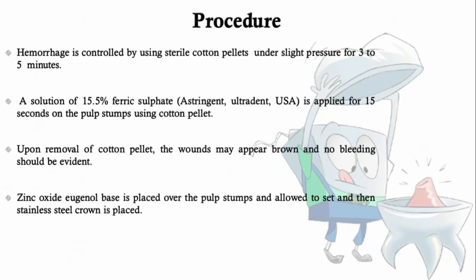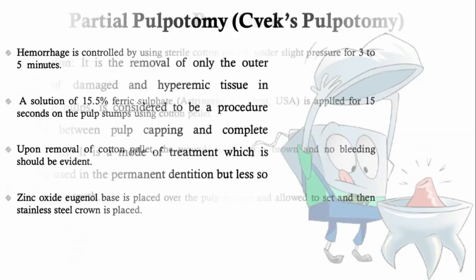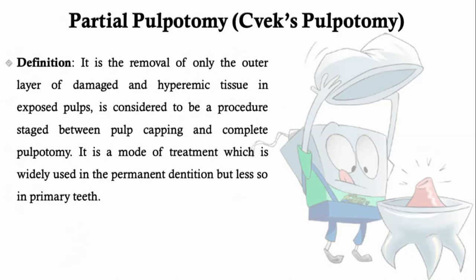So let's see the procedure. Hemorrhage is controlled by using a sterile cotton pellet under slight pressure for 3 to 5 minutes. A solution of 15.5% ferric sulfate is applied for 15 seconds. You have to note this, it is 15 seconds, whereas formocresol was for 4 minutes, this is 15 seconds on the pulp stumps using a cotton pellet. Upon removal of the cotton pellet, the wound may appear brown and no bleeding should be evident. Then zinc oxide eugenol base is placed over the pulp stumps and allowed to set, and then stainless steel crown is placed.